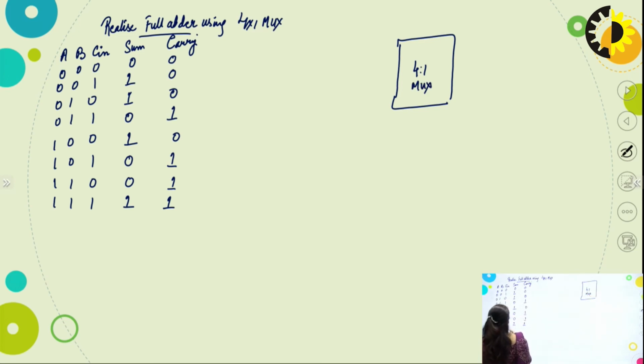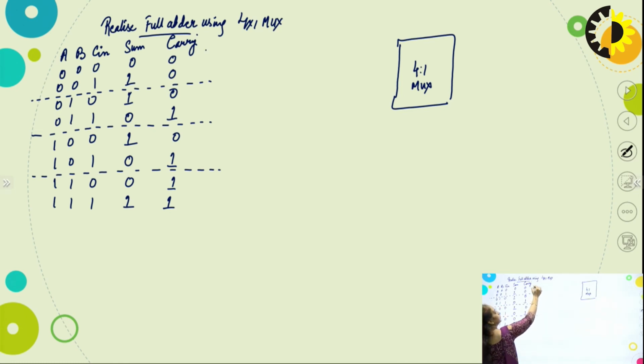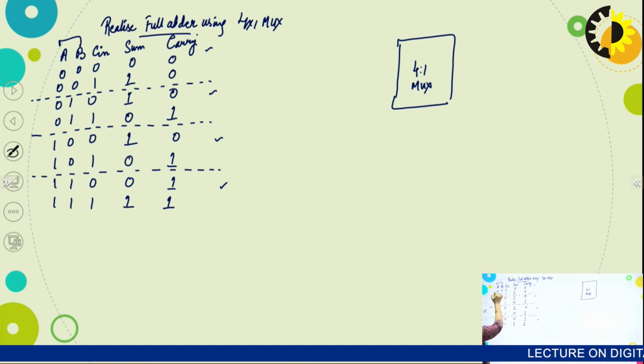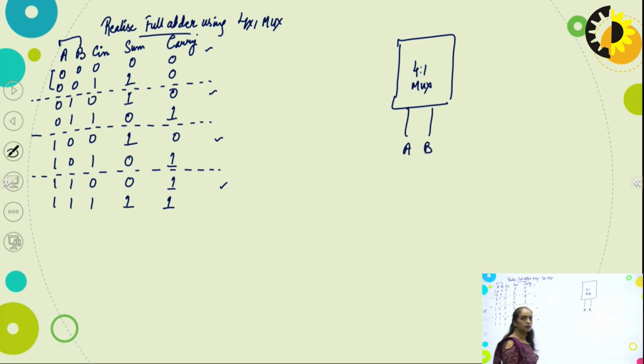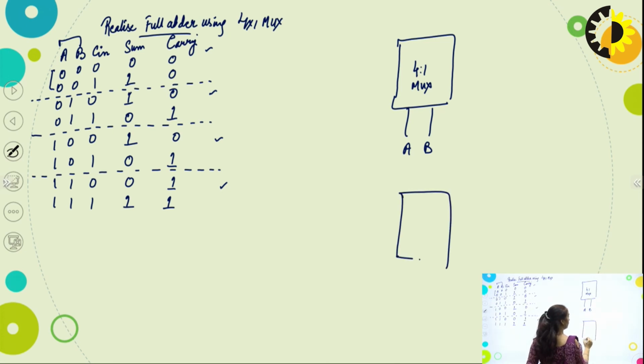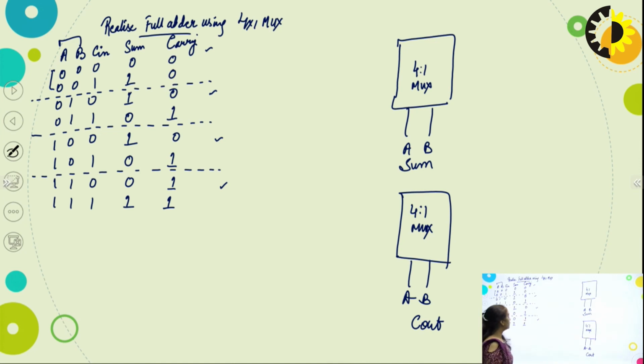Using 4 cross 1 mux, the first thing is we are going to divide this table into 4 parts so that we can have the 4 input values from these 4 divisions. Now select AB as the selection line, because we can see that we have 0, 0, 0, 1, 1, 0 and 1, 1. C in is the input. We are going to realize the sum circuit first and then design the carry circuit. So 2 circuits will be made with 4 cross 1 mux, with AB as selection lines. One will be for sum and the other for carry out. First realize the sum.